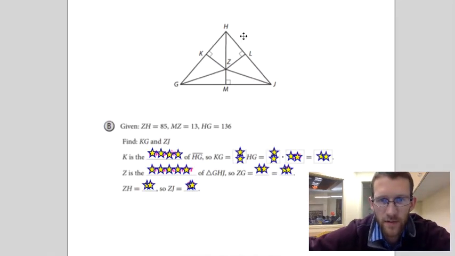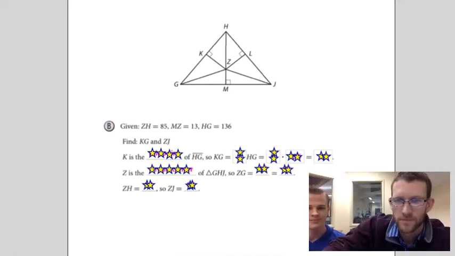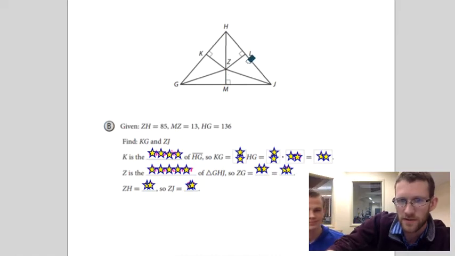We have this one here. Again, we have a triangle, GHJ. Here's my triangle, HJG. I know that Z is the circumcenter because the perpendicular bisector is here, and it tells me. Then it gives us some values. It says that ZH, so Z to H, is 85. M to Z is 13, so this is 13. HG is 136, and we need to find KG and ZJ.